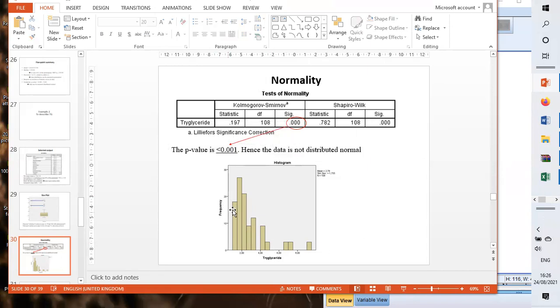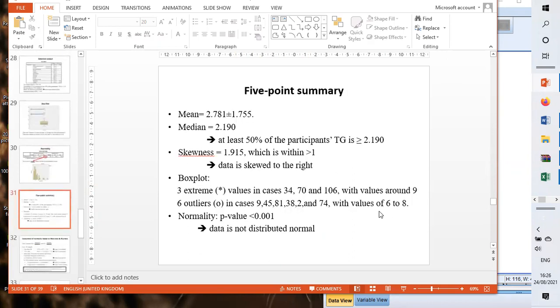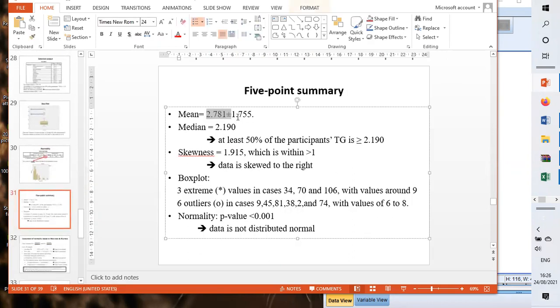Look at the histogram. Can you see a skew? Skew to the right, isn't it? Yes, so it's positive. 5-point summary: mean plus or minus that. The median, what does it mean? Skewness, what does it mean?